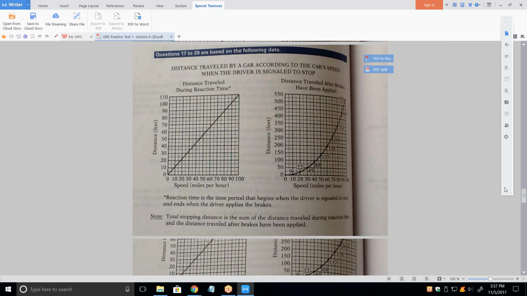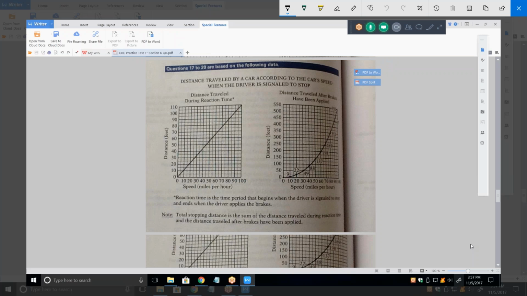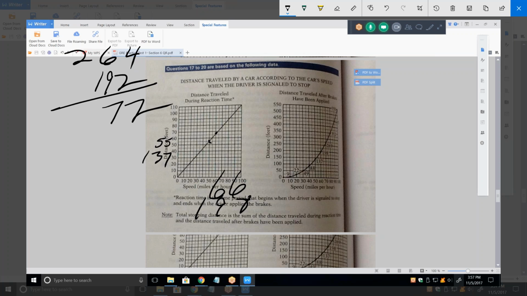All right, so these aren't hard to figure out. Let's just do it real quick again. Okay. So 50 miles an hour was 55 plus 137. That's 192. And the other one was 66 something plus 198. That's 264, excuse me. There was a difference of 72.